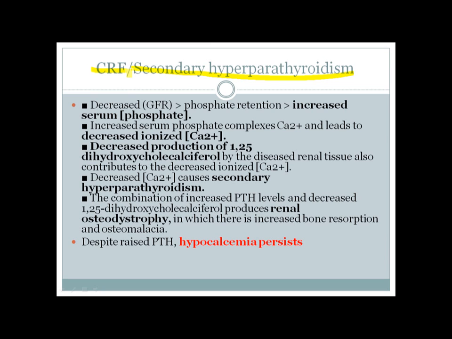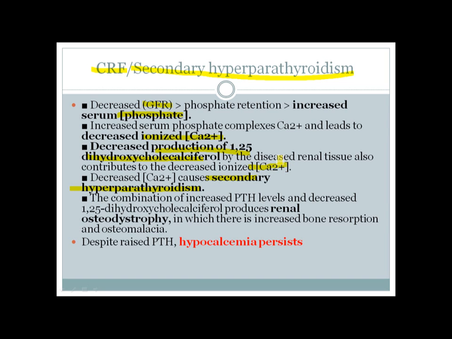And whenever someone has a chronic renal failure, the decreased GFR will lead to increased serum phosphate due to retention. And increased serum phosphate will complex to the calcium and lead to a decrease in ionized calcium. So the decrease in ionized calcium will lead to stimulation of the parathyroid gland and secondary hyperparathyroidism. And also, as the patient has a renal failure, the kidney is damaged. The kidney cannot actually produce a sufficient amount of vitamin D, and as the vitamin D is reduced, it will also cause a reduction in calcium level.